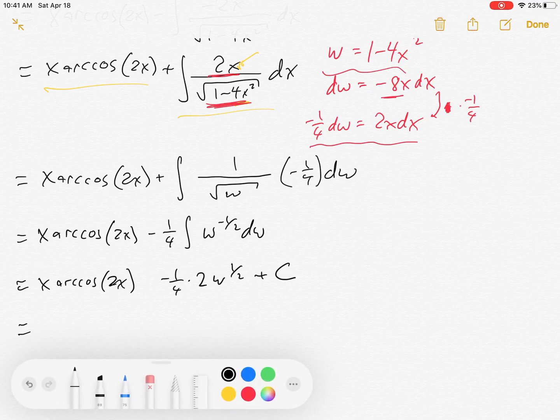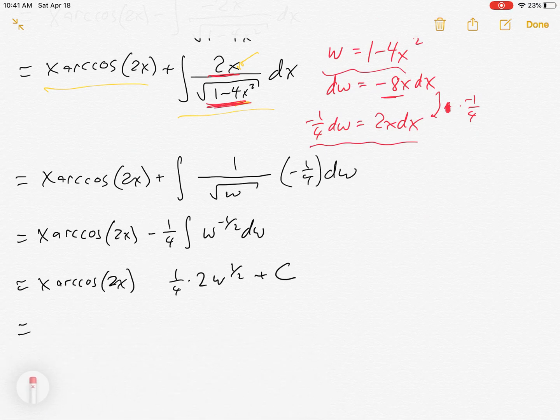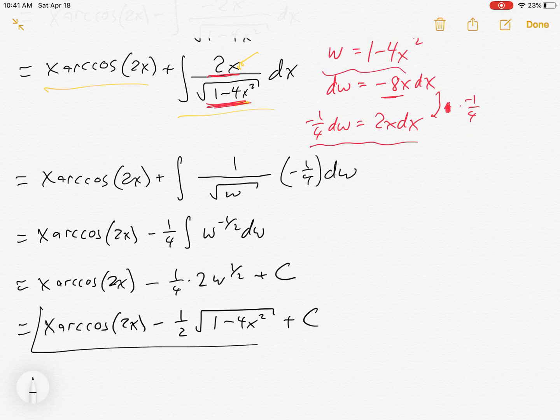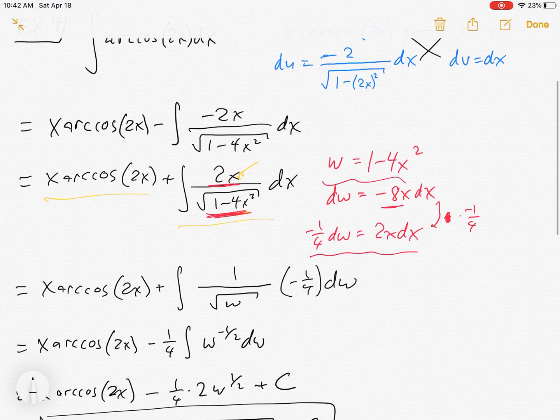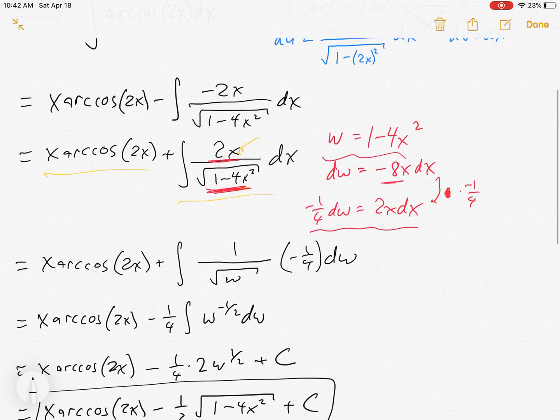There should be a minus. Well, that should be a plus if we bring that out front. Oh, let's see here. That should just be minus. Yeah, okay, sorry about that. So this is now our x arc cosine of 2x minus 1/2. And then I could replace w with 1 minus 4x squared and put it back under the square root. And we are going to call that good.